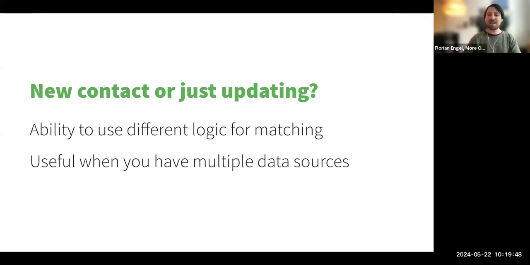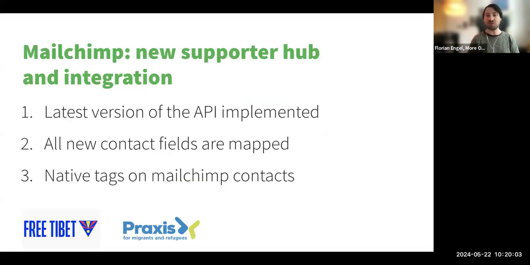So these are the things that are getting rolled out for all the email marketing integrations. We already migrated all clients using Optimizely. I believe the last one was about a year ago, but now we're rolling out the MailChimp integration. So this is what's happening right now, and thank you to Free Tibet and Praxis for being the first two organizations that we're working with.